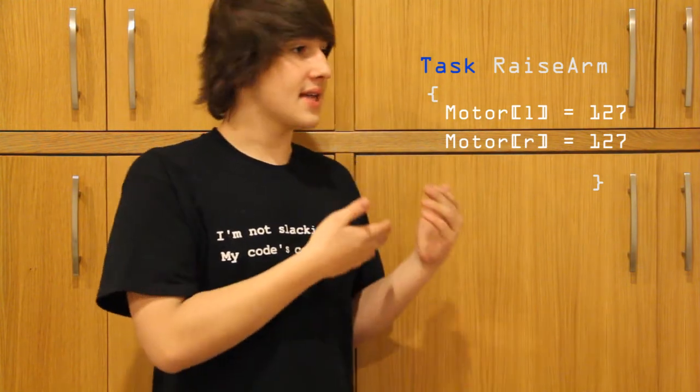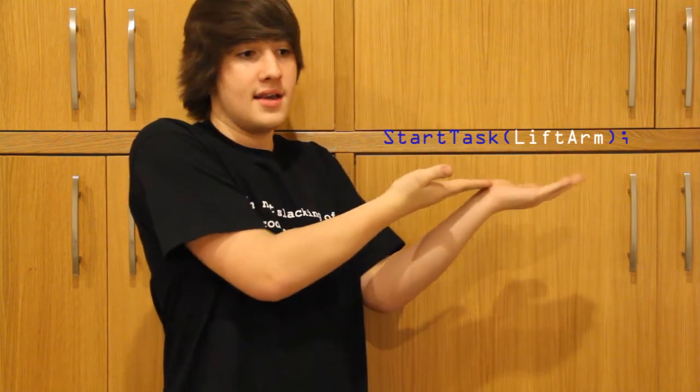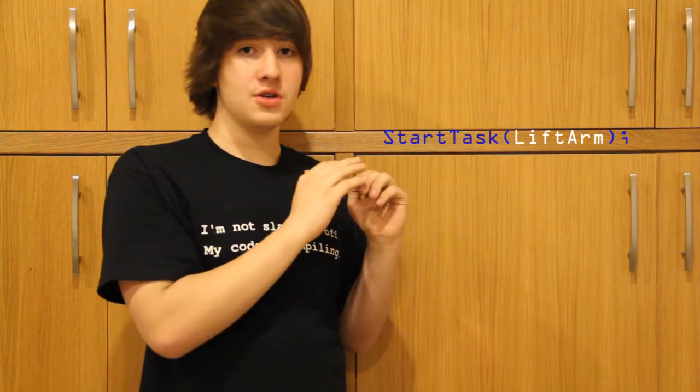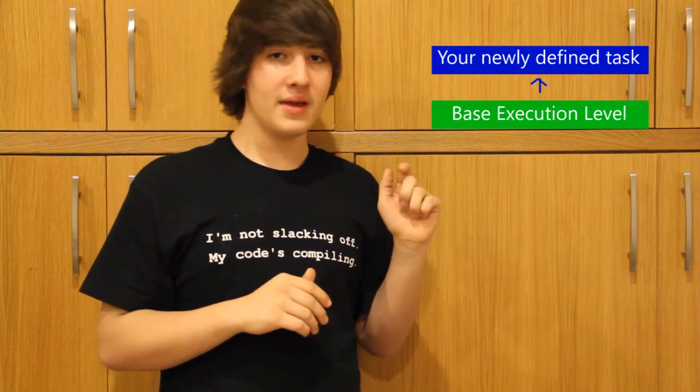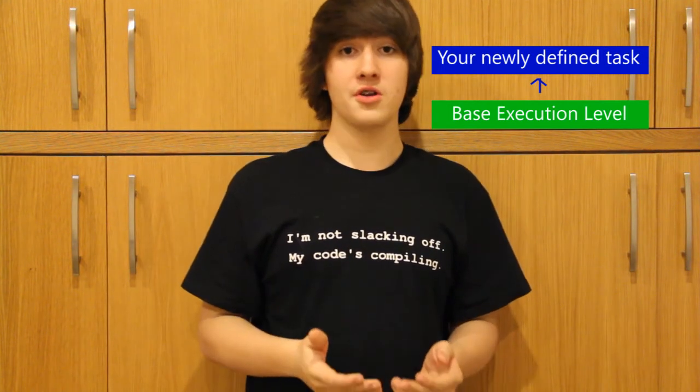After you've defined the task, you can call it in the main level using the function startTask. In the place of the brackets, you import the name of the task you just defined. Now, when that main program is run, that start task will be detected and that task will be executed on top of the main program. This is how multi-threading gets started in your Cortex.